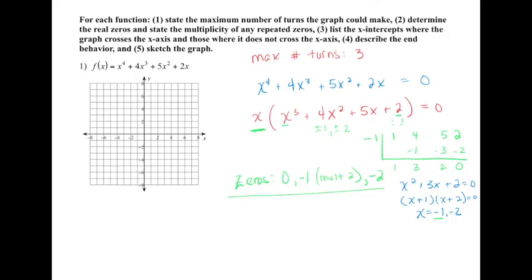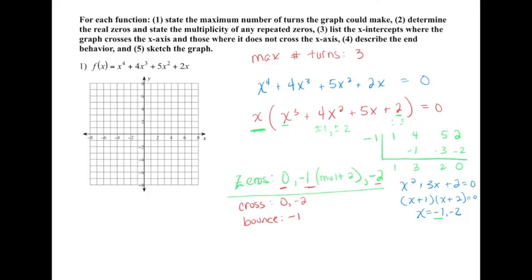All right? So then I need to say, well, where does it cross? And where does it bounce? You can say bounce or not cross, however it is. It crosses everywhere that has an odd multiplicity. Well, that happens at 0 and -2. Those only happen once. It bounces where it has an even multiplicity. Well, that happens at -1. So once you find your zeros, you need to define them. Does it cross? Does it bounce? Does it not cross?